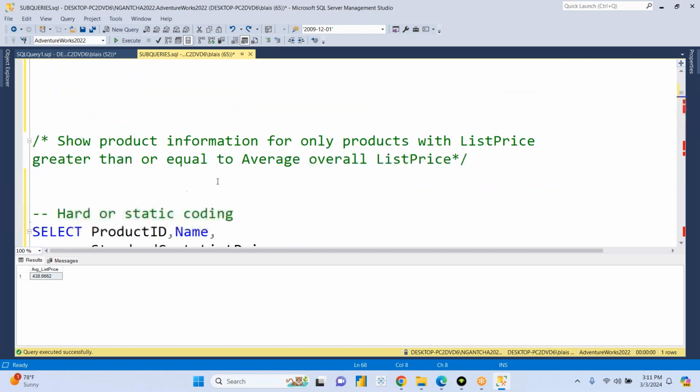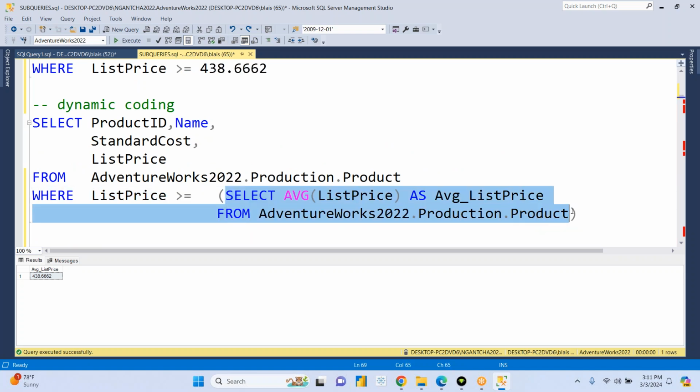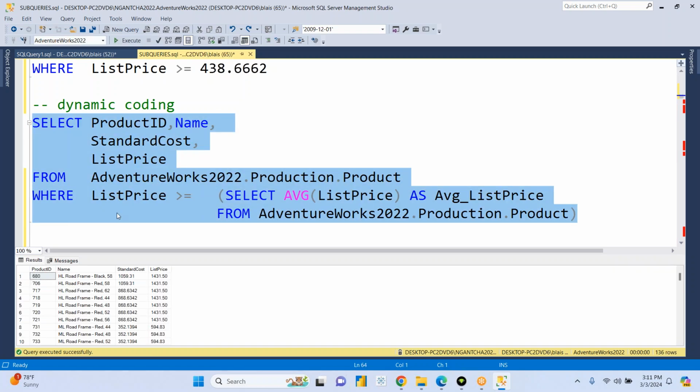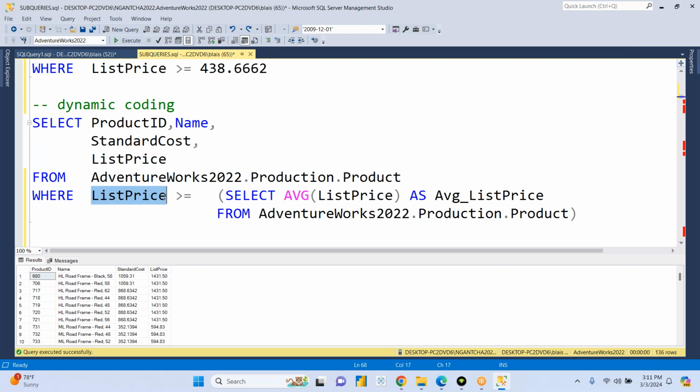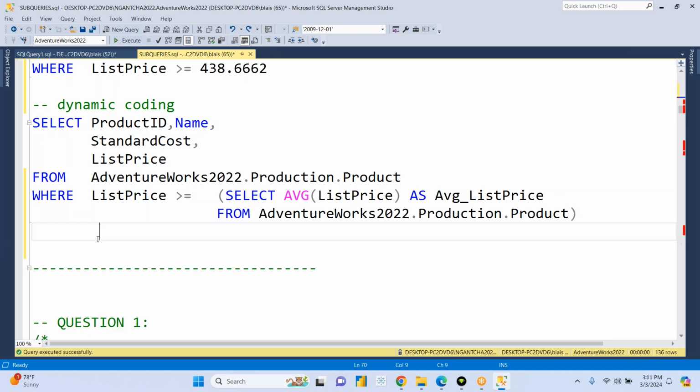The question says products where the list price is greater than or equal to average list price. This is where list price greater than or equal to, what are we fetching right here? Average list price. Now we combine the parent and the child query. This is the final outcome. Out of 504 products, 136 products have their list price greater than or equal to the average list price of the products. That's how you solve this question, right?